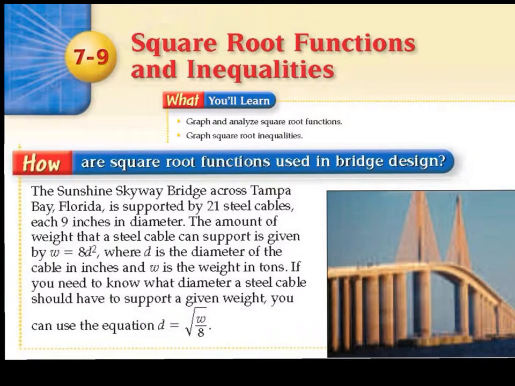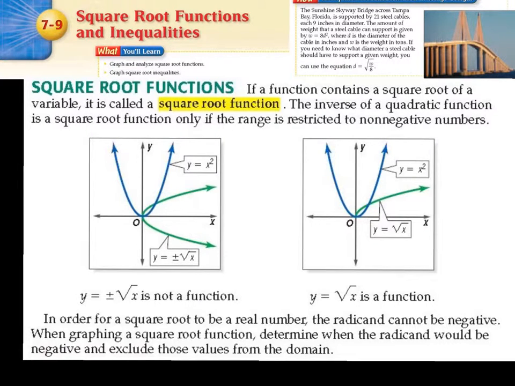The amount of weight that a steel cable can support is given by W equals 8d squared, where d is the diameter of the cable in inches and W is the weight in tons. If you need to know what diameter a steel cable should have to support a given weight, you can use the equation d equals the square root of W divided by 8. If a function contains a square root of a variable, it is called a square root function.